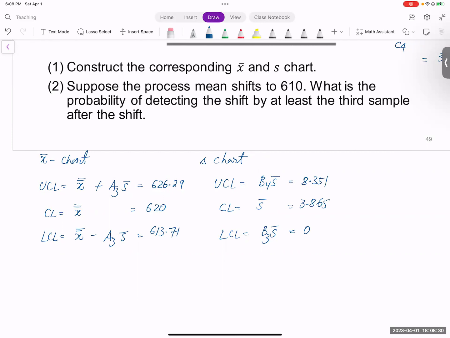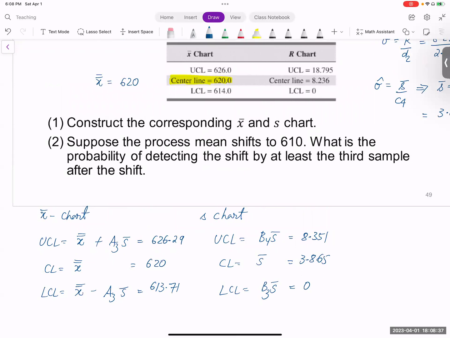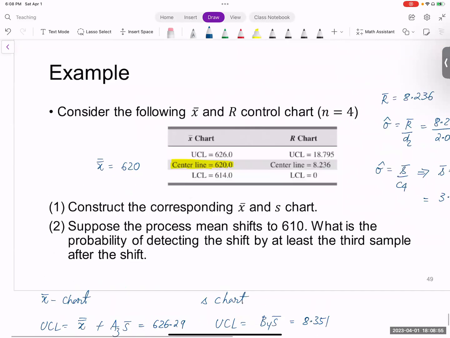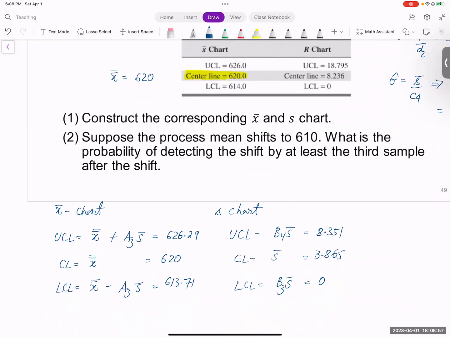Okay, there's one more problem. It says, suppose the process mean shifts to 610. The current process mean is 620. What is the probability of detecting the shift by at least a third sample after the shift? And let's say we don't want to make any assumptions about the value of z alpha over 2. That's what I'm trying to say.